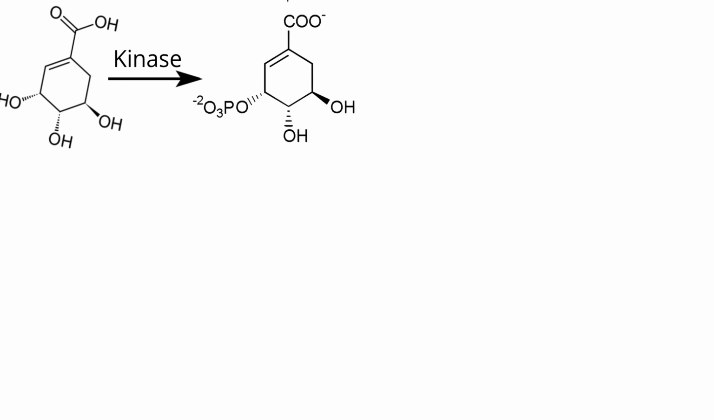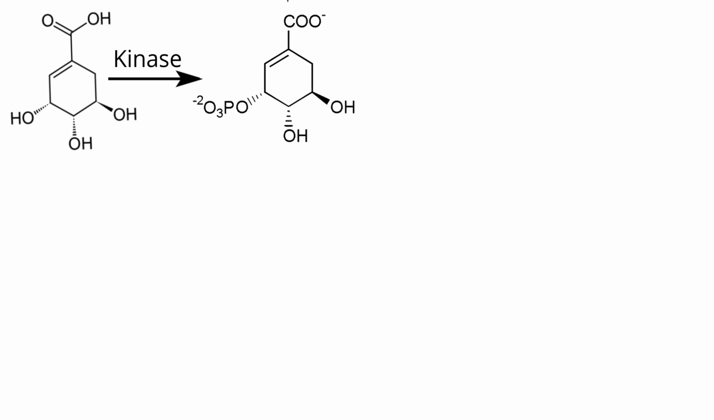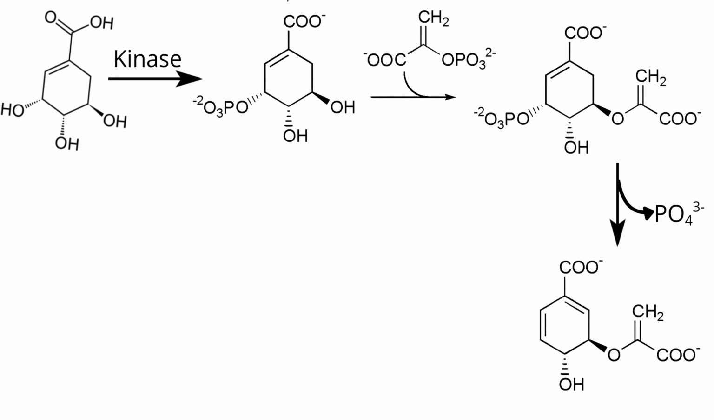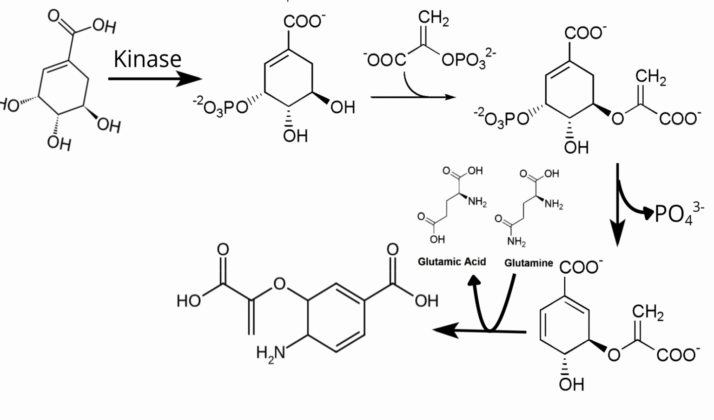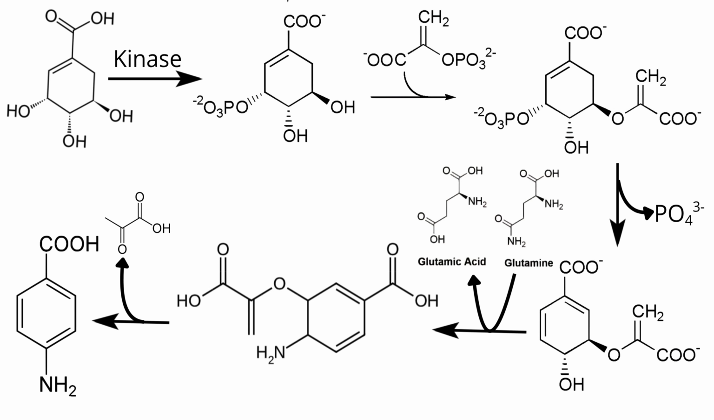First, shikimic acid gets phosphorylated by the action of a kinase. Then, phosphoenolpyruvate forms this intermediate. After phosphate elimination, we get chorismic acid. Then, glutamine transfers its amino group into the chorismic acid and forms this other intermediate, as well as glutamic acid. At last, pyruvic acid elimination forms our final para-aminobenzoic acid.